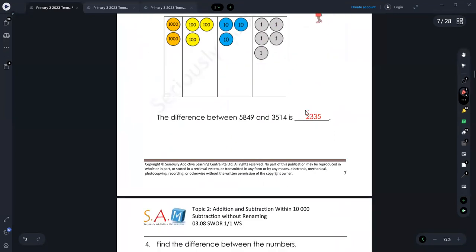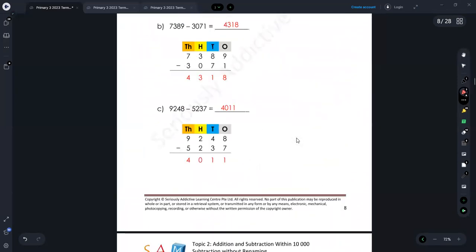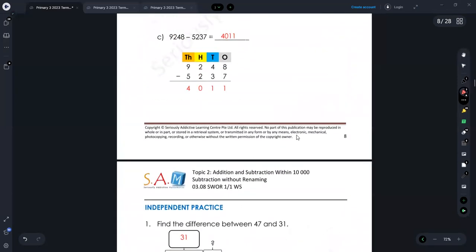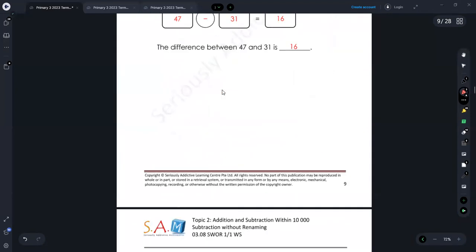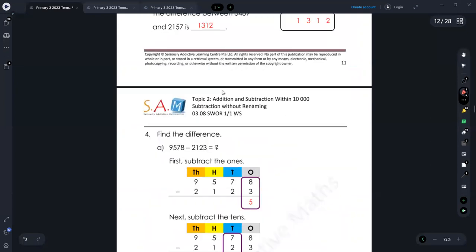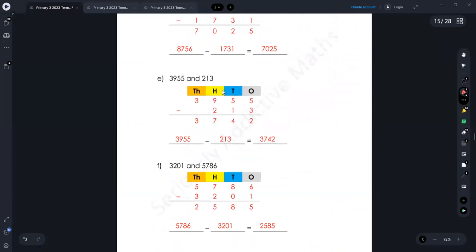Okay, and then don't forget to remind the students to write the answer there. After that, you can get them to do A and B on their own, right? I'm sure they can do it. Okay, for A and B on their own, got to practice. And once you're done, I would say skip all these questions because subtraction without renaming is actually very easy.